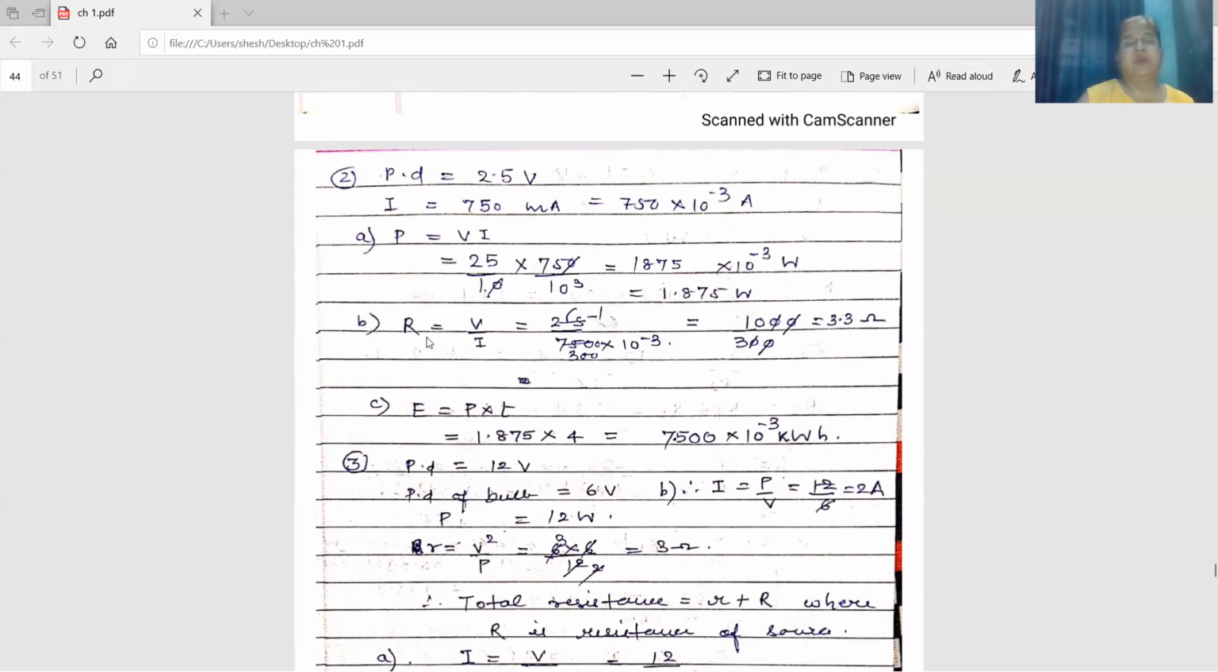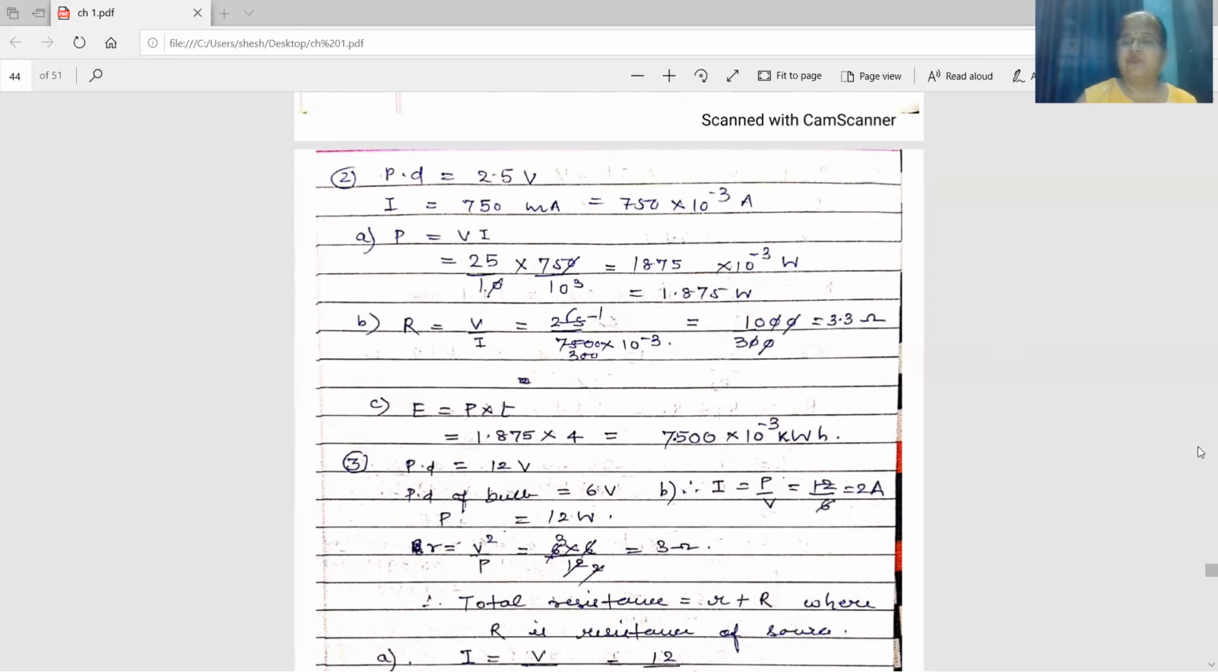B is to find out resistance. Resistance is equal to V by I. V is 2.5 and I is 750 into 10 to the power minus 3. When you remove the point, you have to multiply 750 with 10. Now you are getting 25 in the numerator and 25 times 3 in the denominator, so you get 1 by 3 into 10 to the power minus 3. When 10 to the power minus 3 goes up, it becomes 1000 divided by 300. When you calculate it, you get 10 by 3, which is equal to 3.3 ohm.